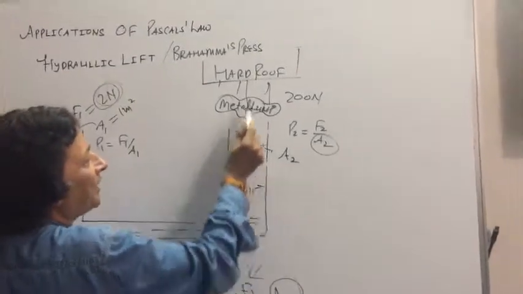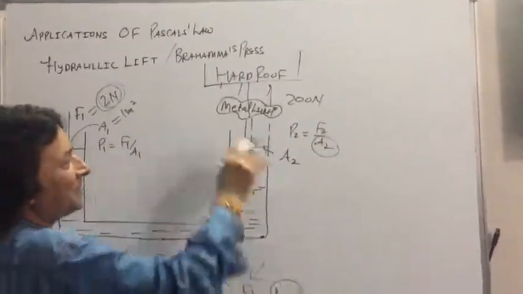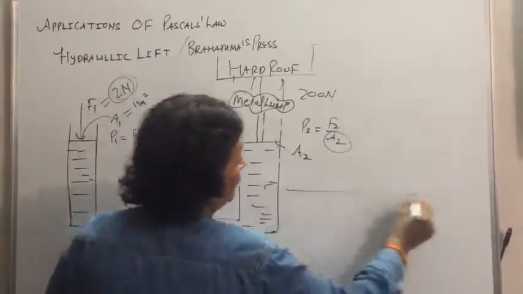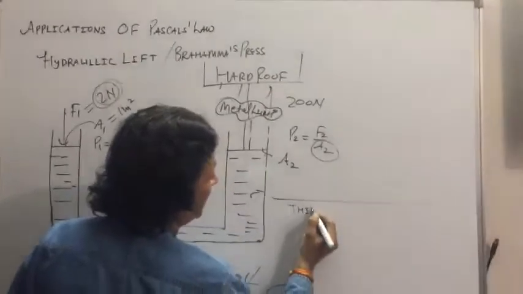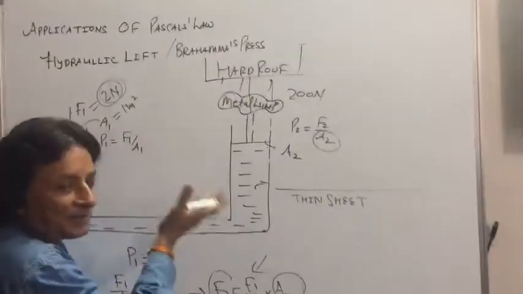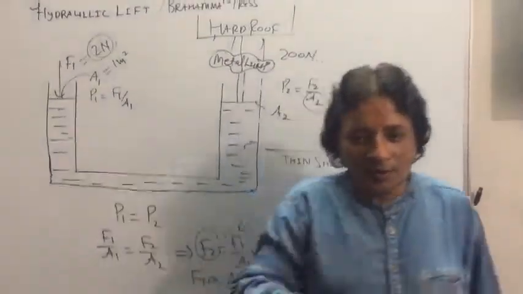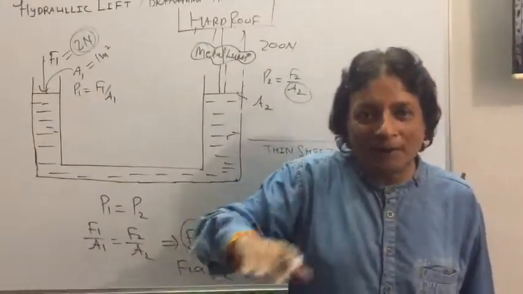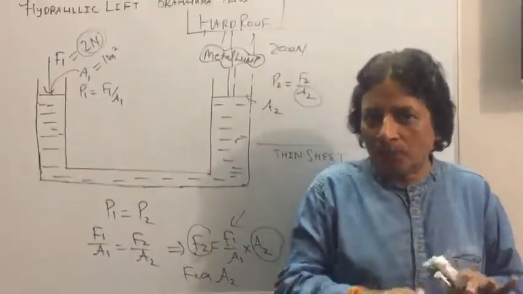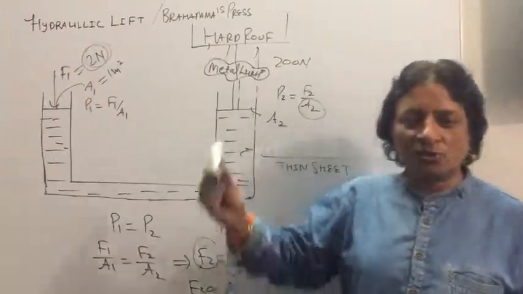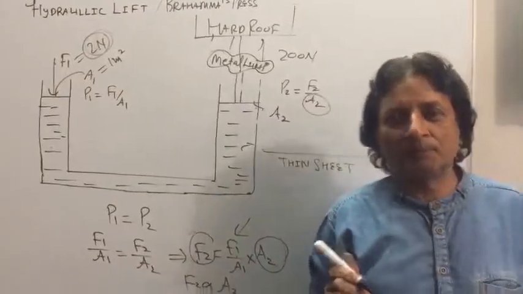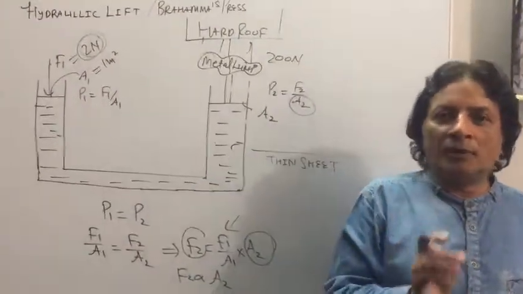Now when this metal lump strikes with a hard roof, then it gets pressed. And at a later stage it is converted into a thin sheet. Time and again, when you keep on pressing with the hard roof, it's getting more and more plain, and you can convert this irregular shaped metallic lump into a plain sheet. So this was another application of Pascal's law. Brahma press, I've told here, and hydraulic lift.